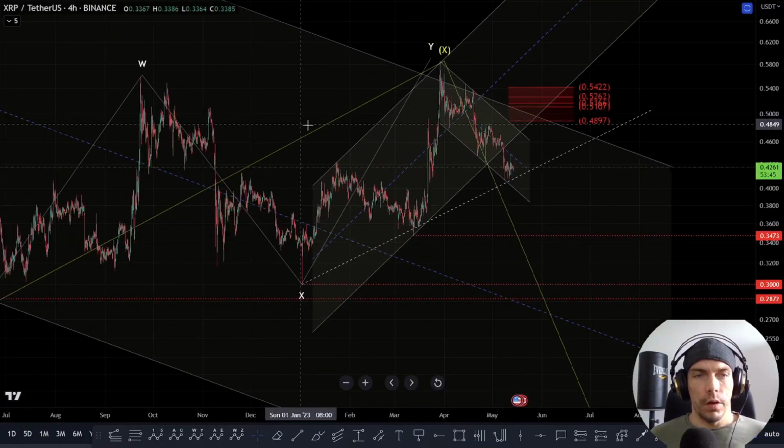Today we're going to be having a look at XRP. Let's get into the price action and see what's going on. I'm going to go over the two different counts that I'm following.